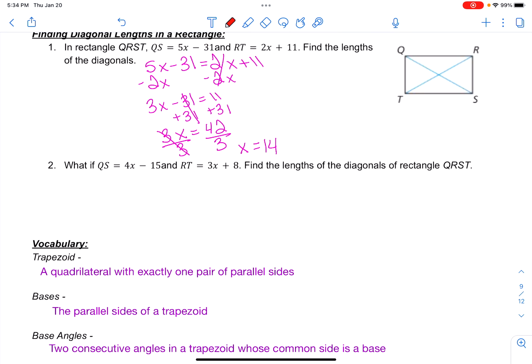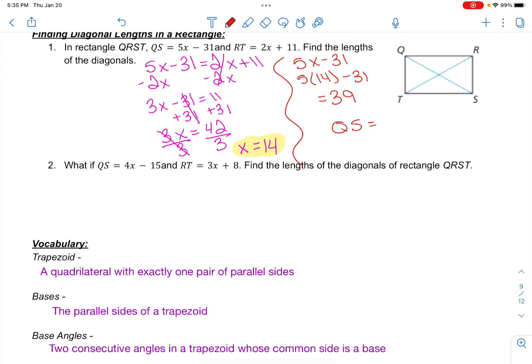So that was only part of it. We needed to find x, but then the whole question asked us to find the lengths of the diagonals. The diagonals are going to be the same no matter what, so we just have to take one of those equations and plug our x in. So I'm just going to take this 5x minus 31 and plug the 14 in for x. And when we do that, we get 39. So that means that our two diagonals are 39.